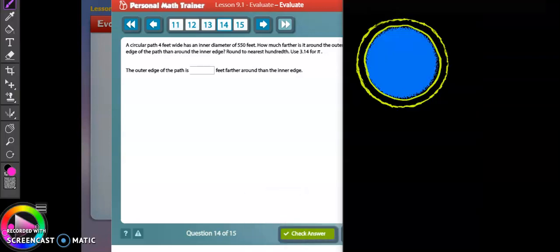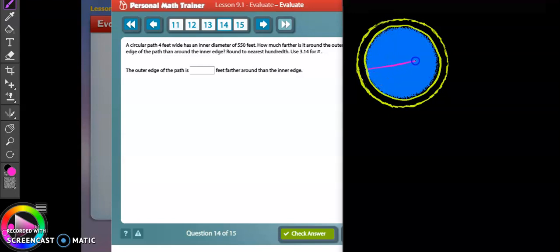Okay, so in order to do that, I drew a little bit of a diagram here. Let's pretend this is a little circular lake, and there's a little sidewalk that goes around it. This is sort of what they're talking about. So this sidewalk, they're telling us, is 4 feet wide. All right, so let's look at the lake first. The diameter of the inner circle, the lake, is 550 feet.